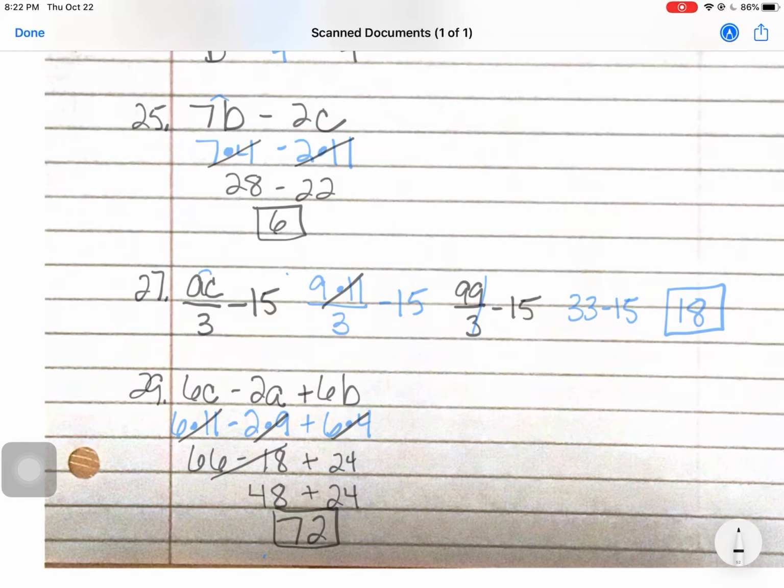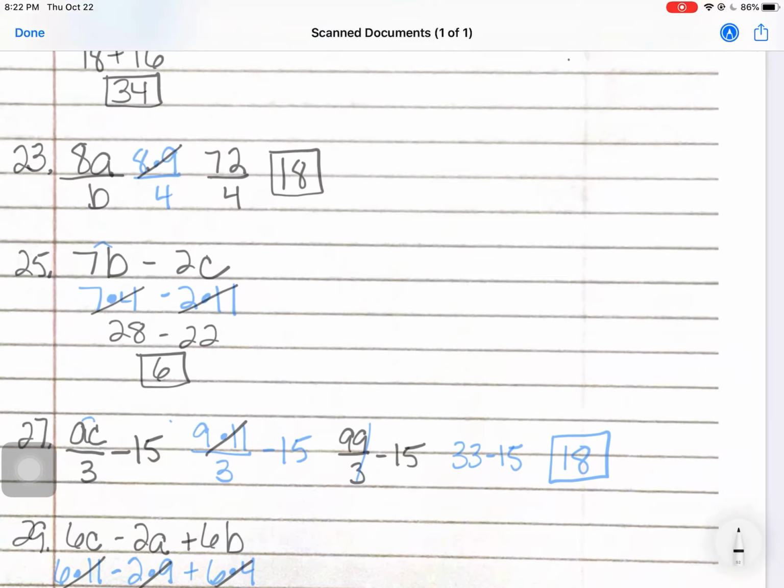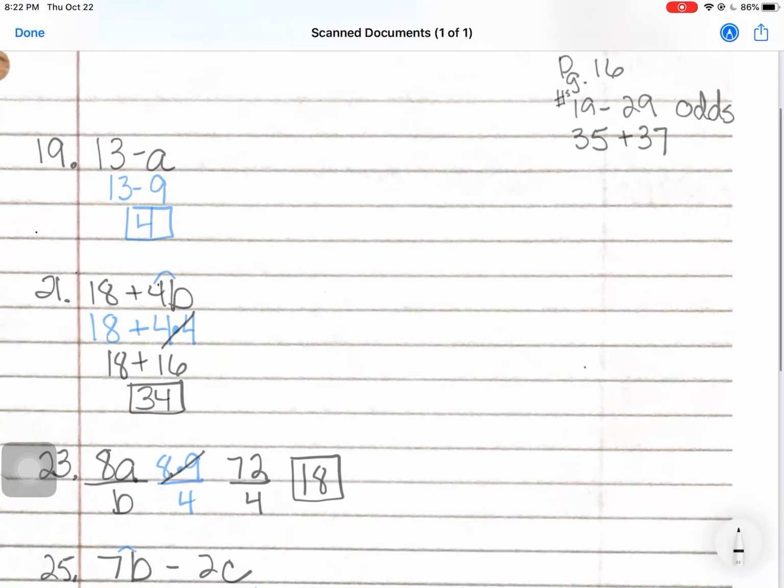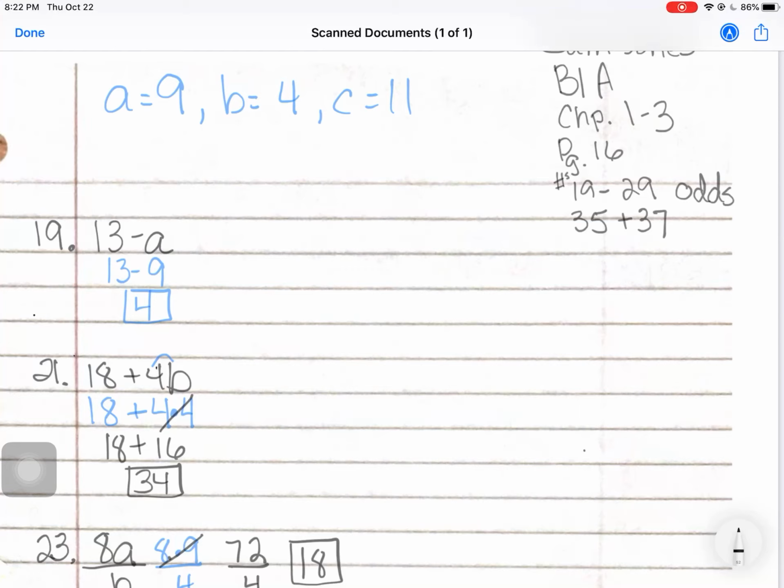And I know that Miss Wetland likes you to do it that way. And I'm telling my kids that, you know, this way, if you make a mistake, I can see where you made it easier. But again, that's going to be up to you. So I'm done with that part. Moving on to my 35 plus 37.